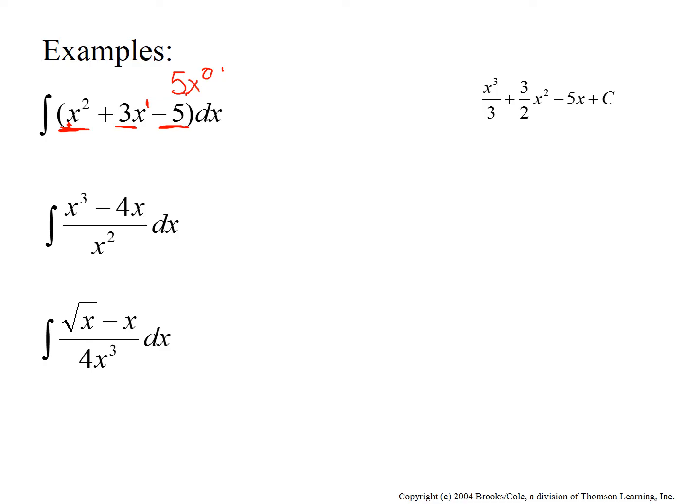Now, before I can do this, there is no quotient rule of integrals. There is no quotient rule. So what I have to do first is to simplify this. And when I simplify this, I get x minus 4 over x. And now I take the integral of each of these separately.